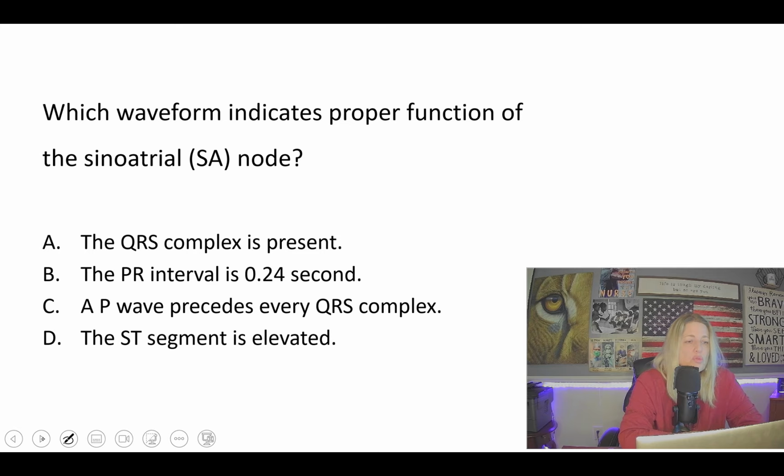Which waveform indicates proper function of the sinoatrial node? So we want to know what tells us the SA node is firing properly. The QRS complex is present. That doesn't tell us anything about the SA node.